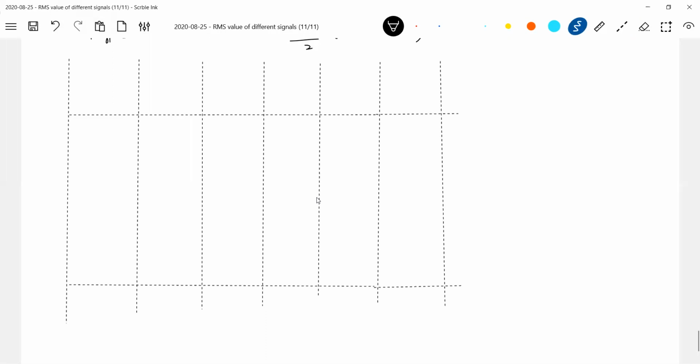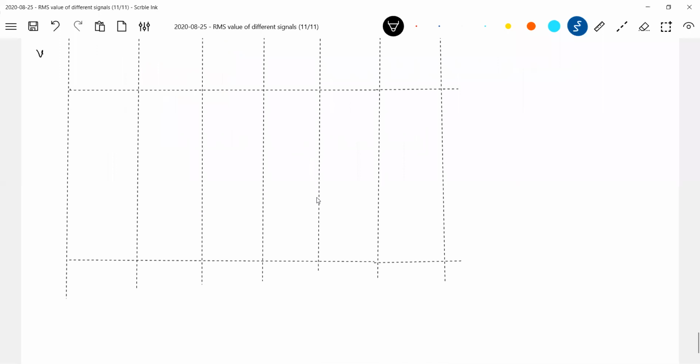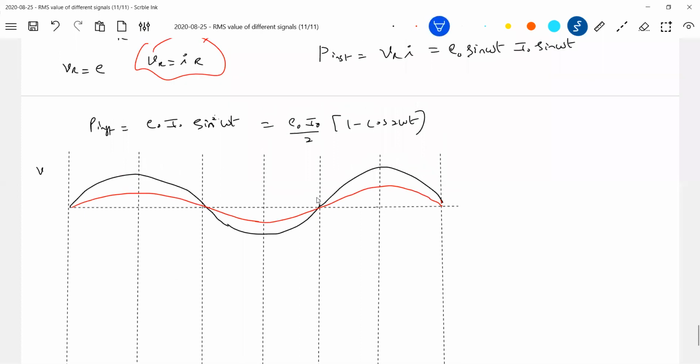Let this be the voltage or current. So this, I think, the black one we took as voltage. This is one cycle. I'm just showing 1.5 cycles. Whatever the current, current will be here. This is the current. Now what about the average power? How is the graph of this?